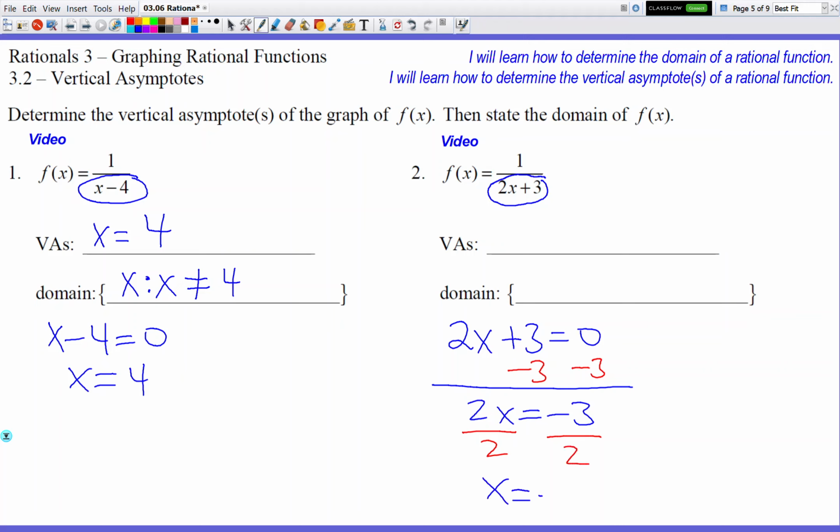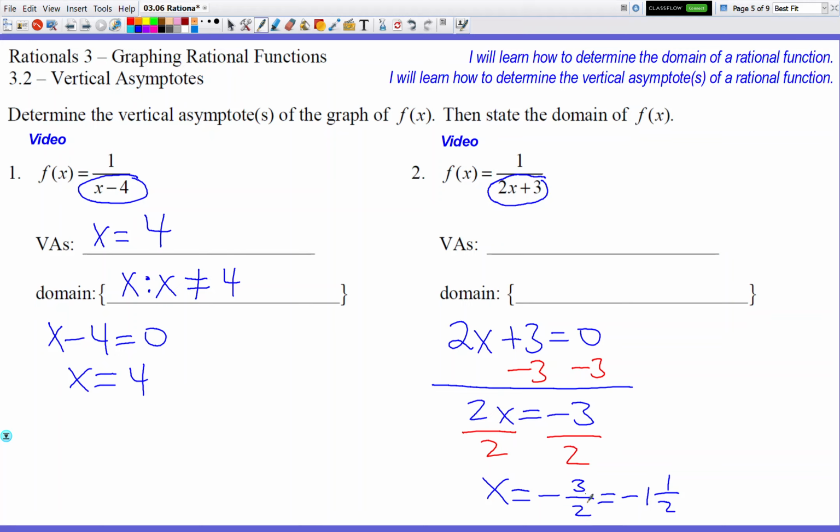negative 3 over 2. Okay, but I'm not going to leave it like that, because I've got to graph this vertical line. I do know how to graph negative 3 over 2, but you might not know how to do that. So you want to transform negative 3 over 2 into negative 1 and 1/2 instead. So divide 3 by 2.